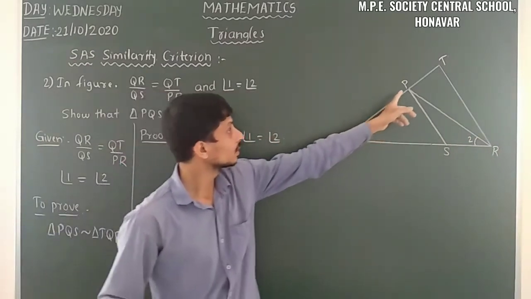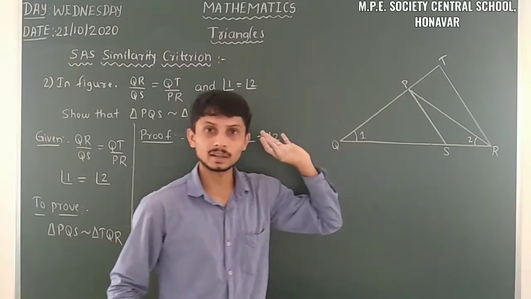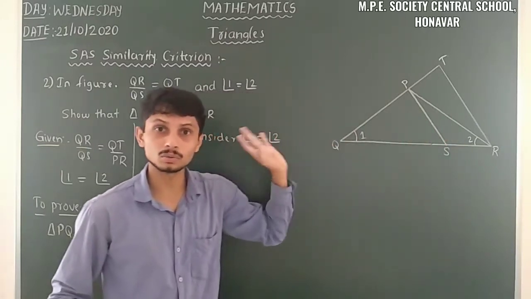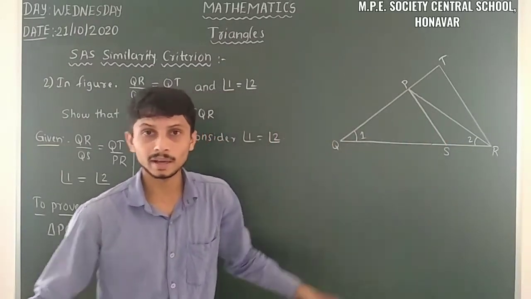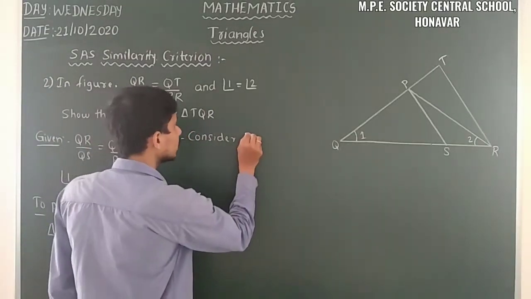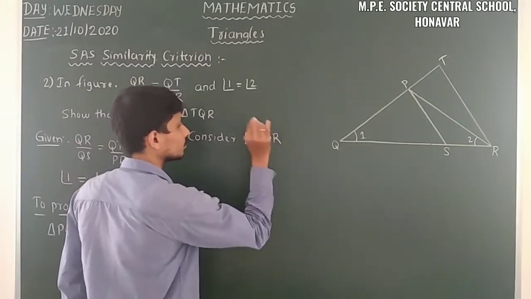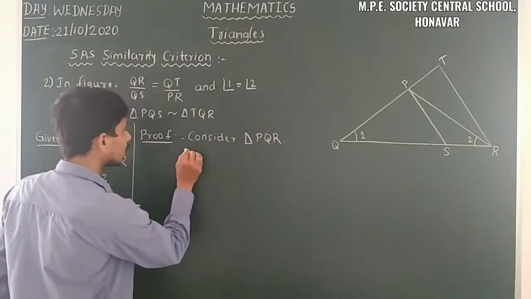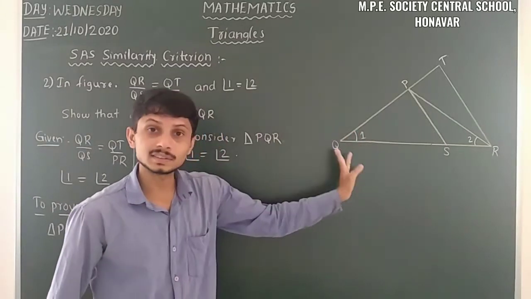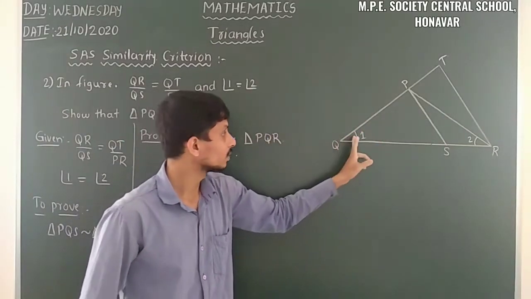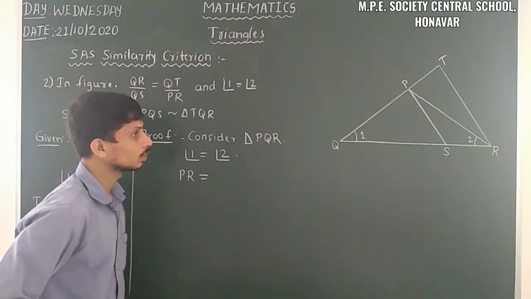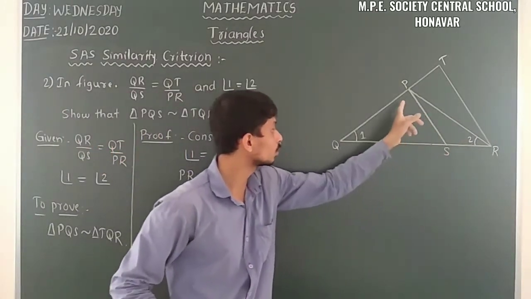So when we consider triangle PQR, there we have angle 1 is equal to angle 2. There only we have angle 1 is equal to angle 2. So that's why we have to consider triangle PQR first. Here angle 1 is equal to angle 2, so the sides opposite to the equal angles are equal. The side opposite to angle 1 is PR, that is PR is equal to the side opposite to angle 2, which is QP.